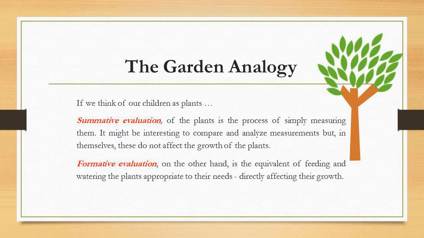The garden analogy. If we think of our children as plants, summative evaluation of the plants is the process of simply measuring them. It might be interesting to compare and analyze measurements, but, in themselves, these do not affect the growth of the plants. Formative evaluation, on the other hand, is the equivalent of feeding and watering the plants appropriate to their needs, directly affecting their growth.